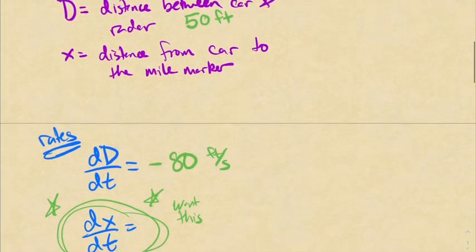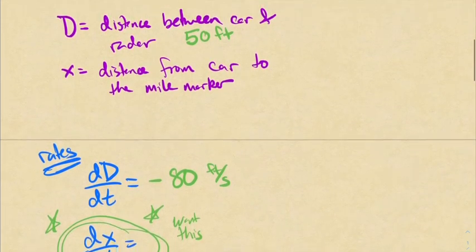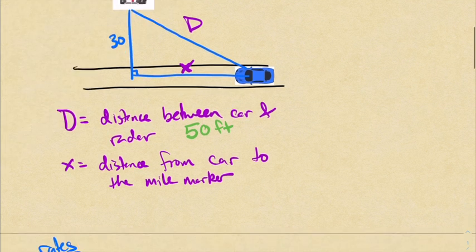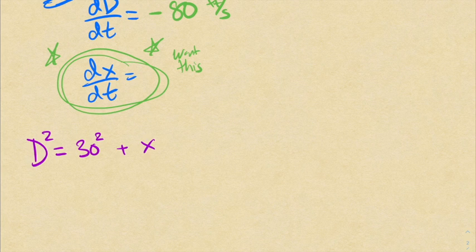Well, in order to talk about these rates, we first need an equation for which we can take the derivative. So we want an equation that relates D and x. This is a right triangle, and these are sides of that right triangle. So the one thing that should come to mind is the Pythagorean theorem. We should get that D squared, the hypotenuse squared, is 30 squared plus x squared. Maybe I'll redraw the picture here, just so you have it in your mind.